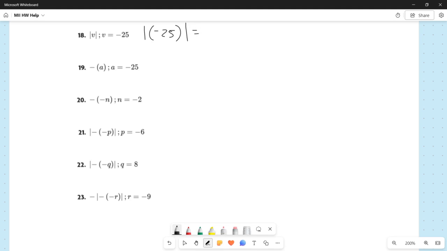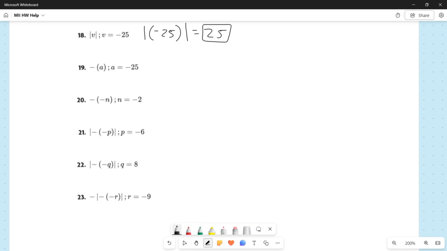So now, again, the parentheses are no longer necessary. I have the absolute value of negative 25, and the absolute value of negative 25 is simply positive 25. Don't need to say positive. We can assume that that number is positive. So our final answer for 18 is 25.